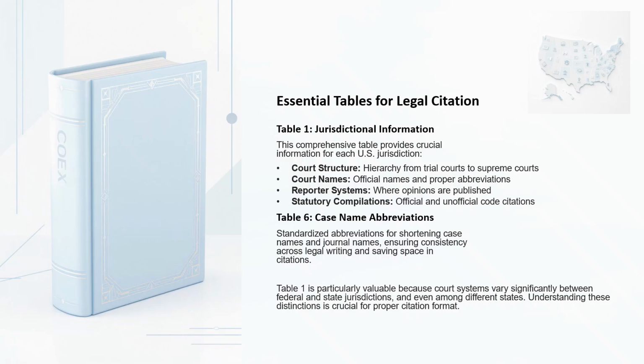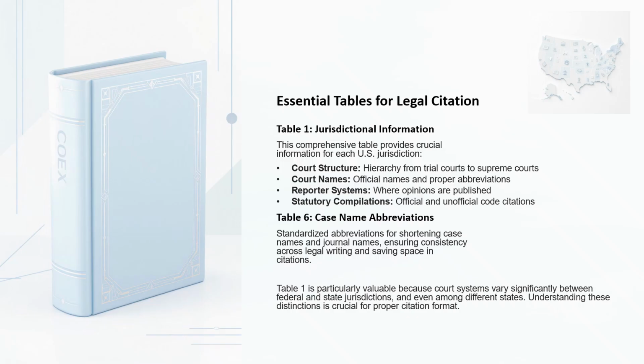The back of the Bluebook, you'll notice, returns to some blue pages, as you can see from looking at a profile of the book, and those contain the tables, which are sort of a reference section within the reference manual. The ones you'll use the most often are Table 1, which has jurisdictional information, and Table 6, which contains case name and journal abbreviations. Within Table 1, the jurisdictional information gives you the court structure, court names, reporter systems, and statutory compilations for the federal system and for each of the 50 states, as well as things like territories and a few foreign jurisdictions.